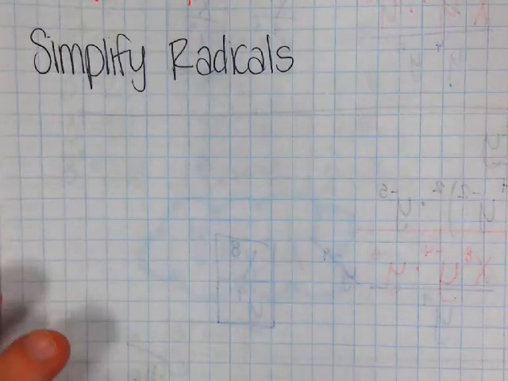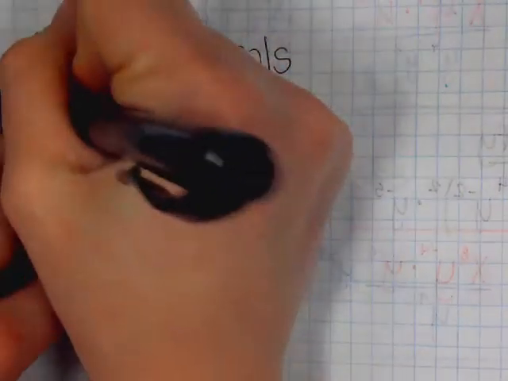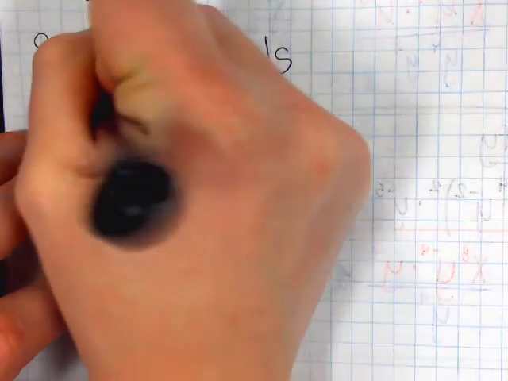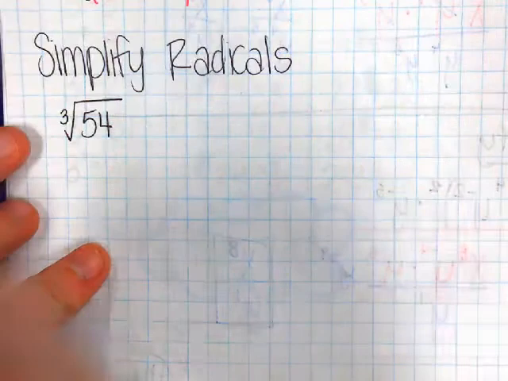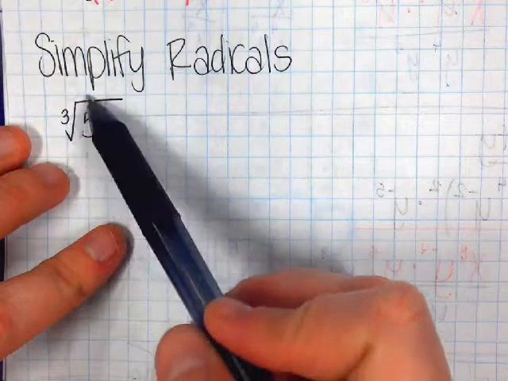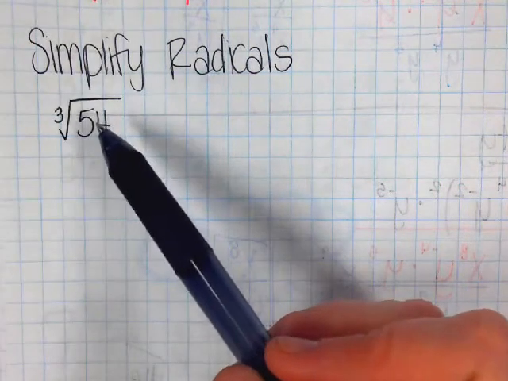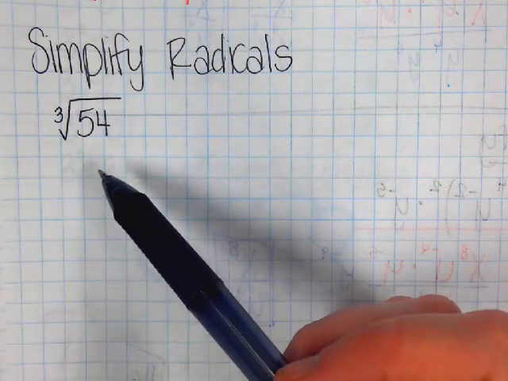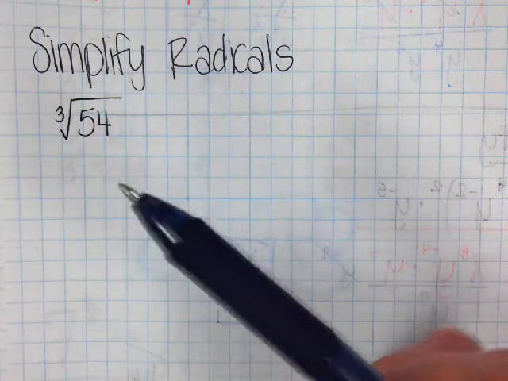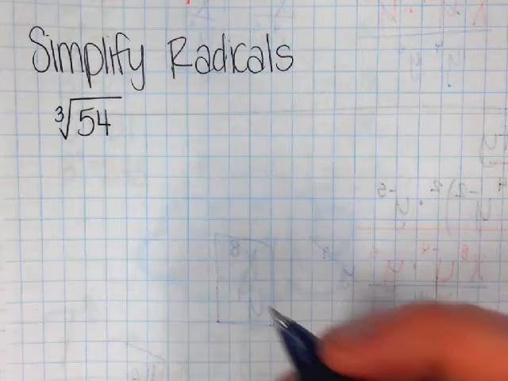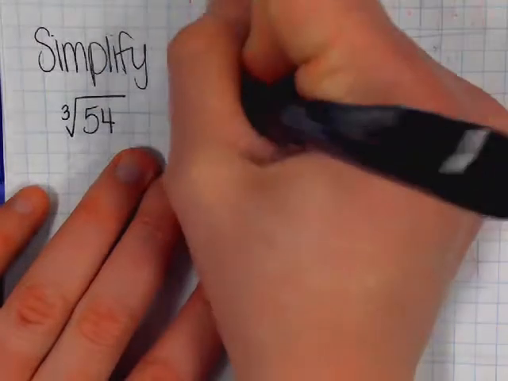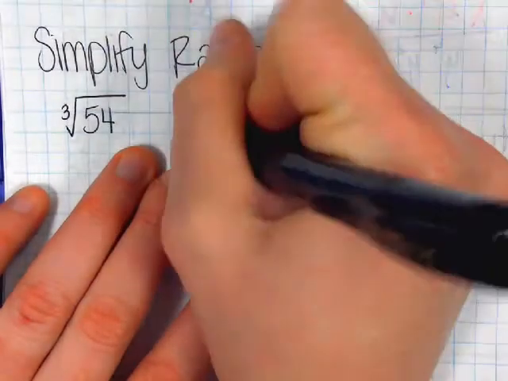Okay, so simplifying radicals. If we have the cube root of 54, we talked about this in the last video that we did. Since it's the cube root, that means you want to look for what number times itself 3 times would give you this. So I'm going to do it just like we were doing simplifying square roots back before Christmas break. I'm going to take 54 and write out the factors.